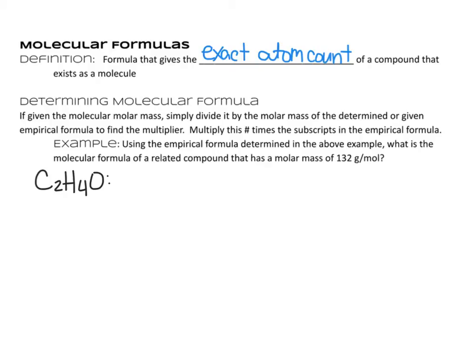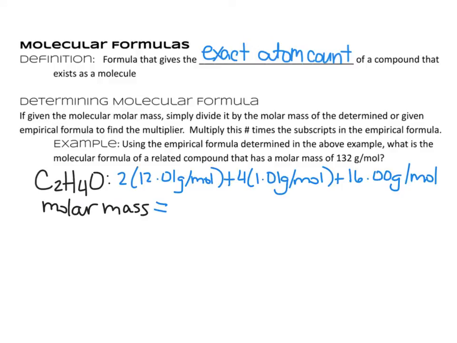To get started with that, we want the molar mass of the empirical formula. Molar mass, remember, is adding up all of the elements multiplied by their subscript. So 2 carbons, 4 hydrogens, and 1 oxygen. For this compound, we have 2 times the molar mass of carbon, which is 12.01, 4 times hydrogen's mass, which is 1.01, and then we're adding 1 oxygen to that, which is 16. So that's going to give us a total of 44.06 grams per mole for my empirical formula mass.